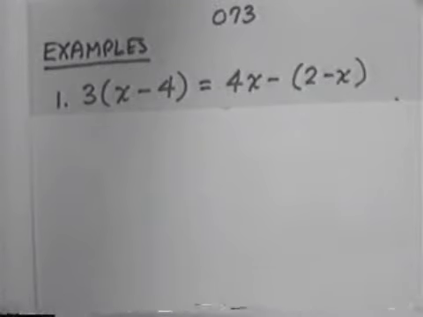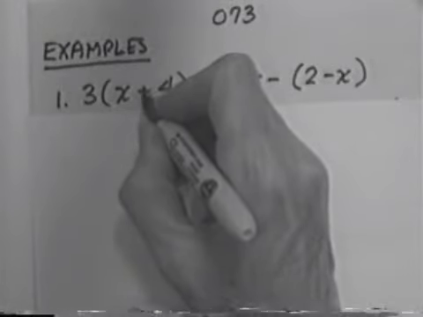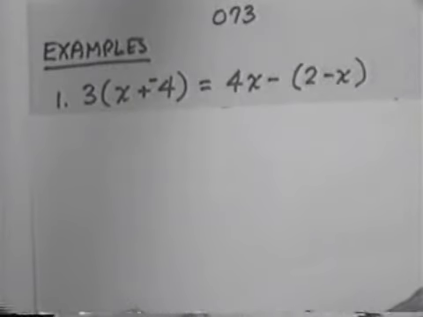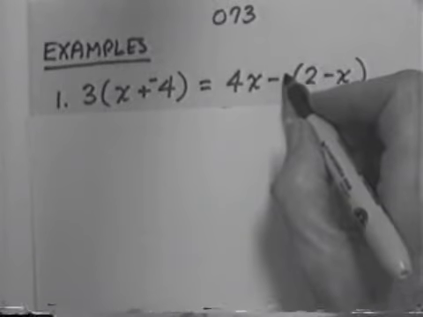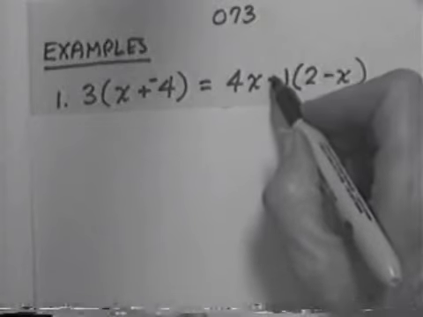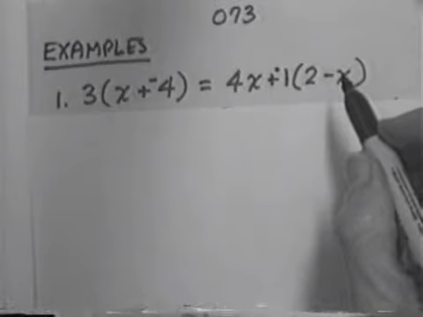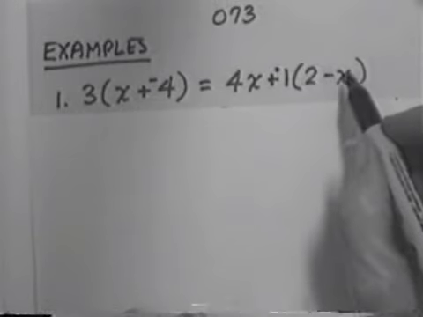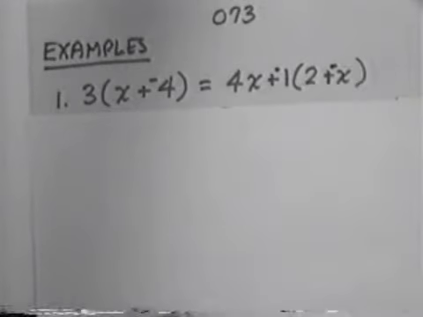Let's begin by changing subtraction to add the opposite so that we can follow the rules exactly. We change subtract 4 to add -4. We change subtract parentheses to subtract 1 times the parentheses, which means add -1 times the parentheses. And inside the parentheses we have 2 subtract x, which we can change to 2 add the opposite of x.